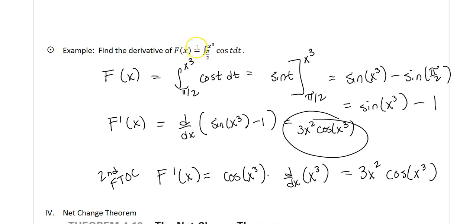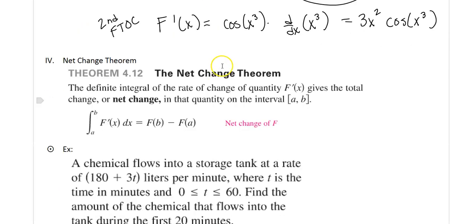Now, one of the major applications of the fundamental theorem of calculus is what we call the net change theorem. This says that the definite integral of the rate of change of quantity F prime of x gives the total change or net change in that quantity on the interval from a to b. So the net change is going to be the integral from a to b of capital F prime of x with respect to x, which is capital F of b minus capital F of a.